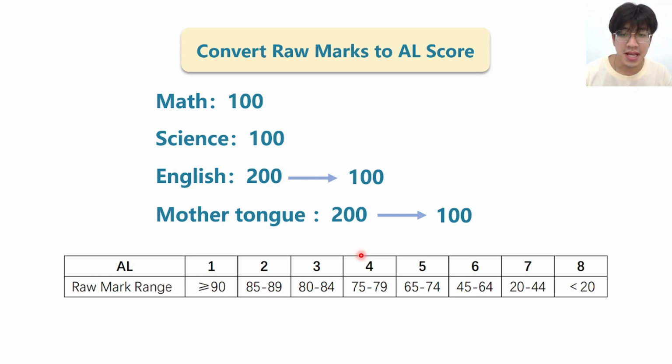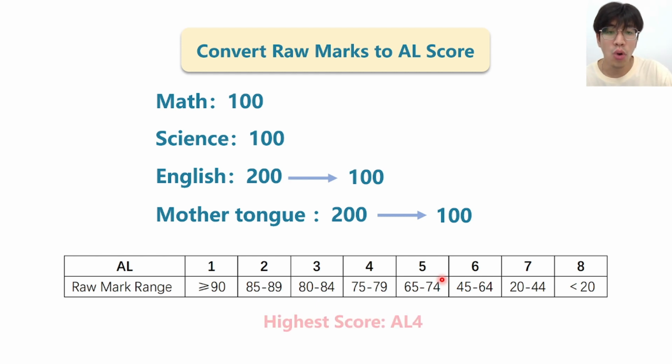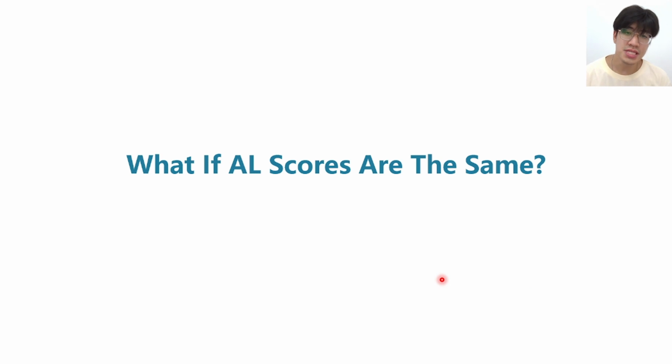If I can get more than 90, including 90, then I will be given AL1 for that particular subject. And if I can get 85 to 89 inclusive, then I will be given AL2. So, from this table, we can know that the highest AL score that a student can get is going to be AL4. Now, what happens if 2 students have the same AL score?